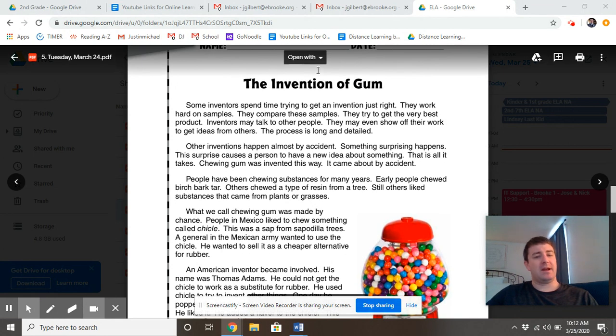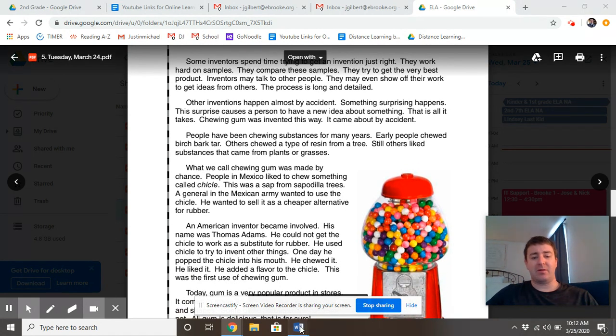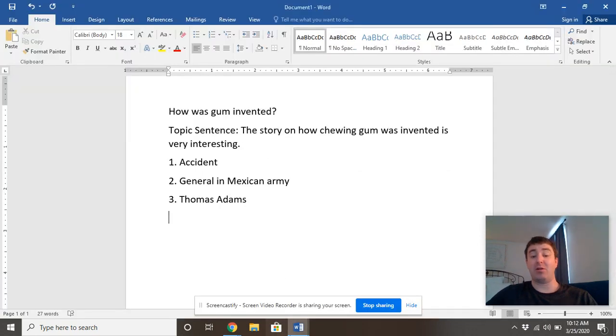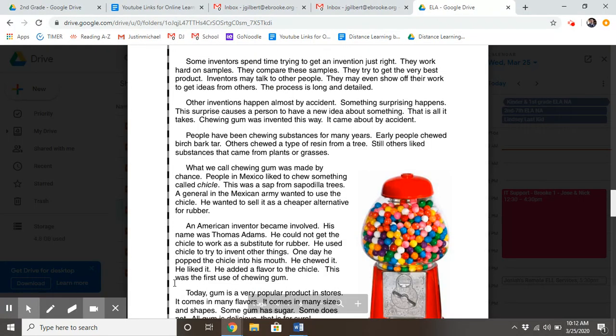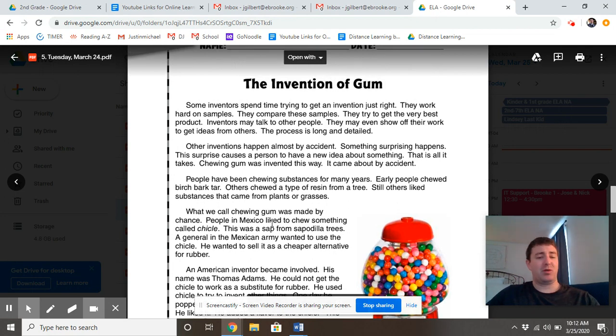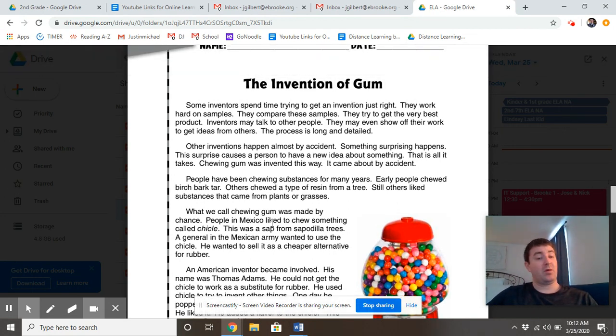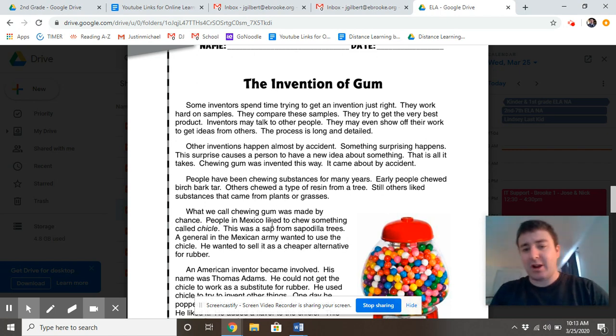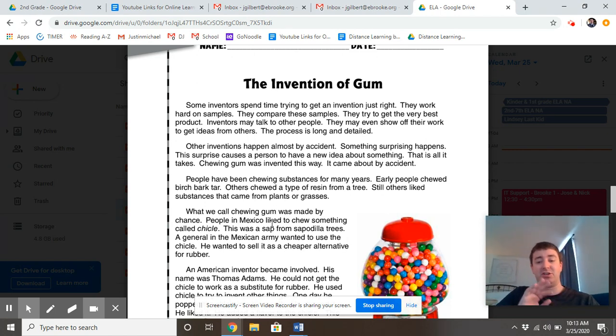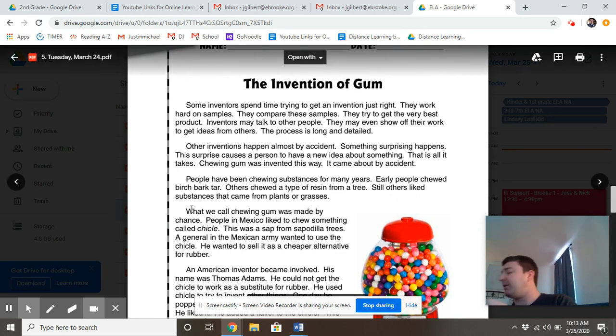Yesterday, we read The Invention of Gum and we planned out together how gum was invented. So, if you haven't already pulled this up, make sure that you have this out. We're not going to the next folder yet, so if you have Wednesday's writing up, we're not doing that yet. We're still working on the Tuesday writing. So if you are just tuning in now, you want to open up the Tuesday, March 24th folder and find your writing in there. Your prompt will be in there as well as this reading passage in the ELA folder. Now, let's go ahead and let's get started.